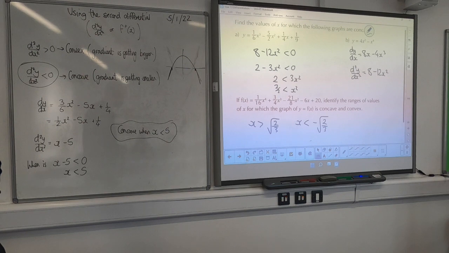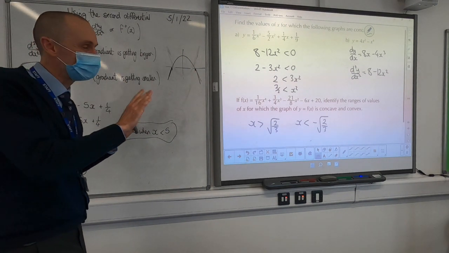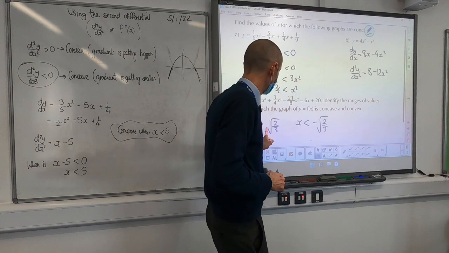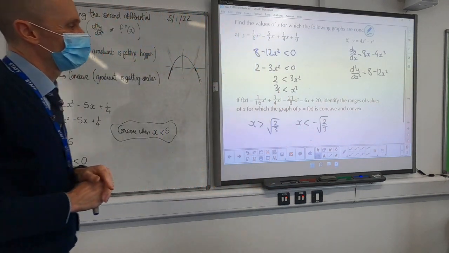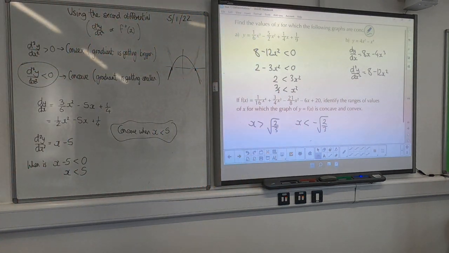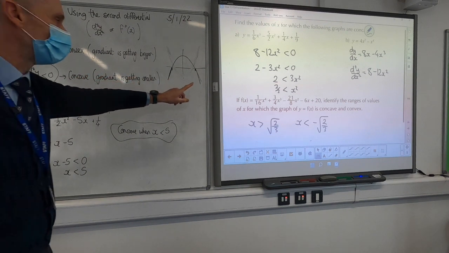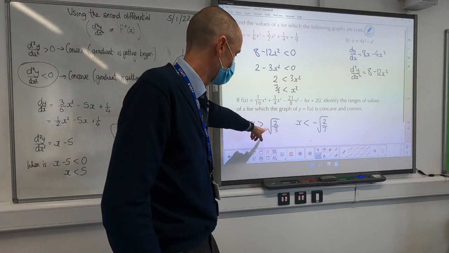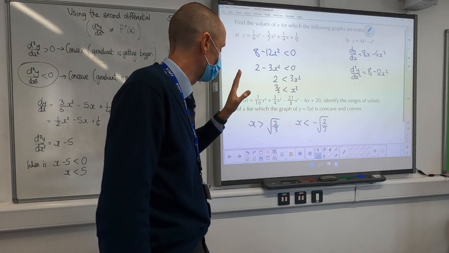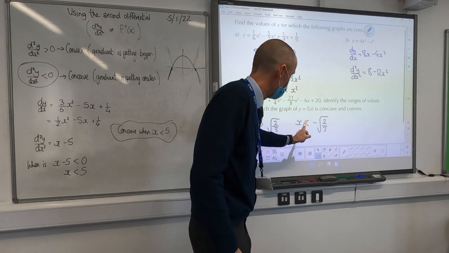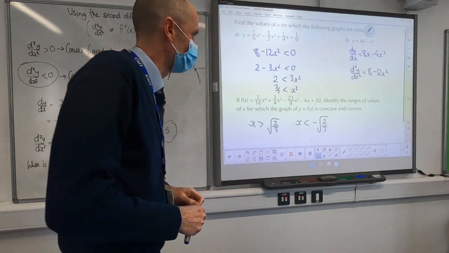So it wasn't just about flipping the sign, it was just about being very careful at that point about how you proceed. So the graph is concave, these two, d²y by dx² is less than 0, after x is the square root of 2/3, and before x is minus the square root of 2/3.